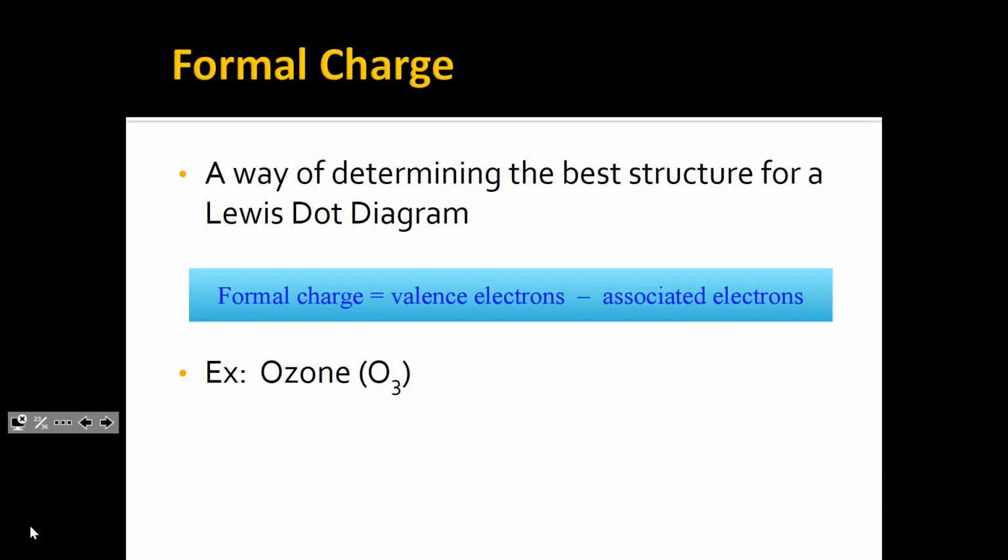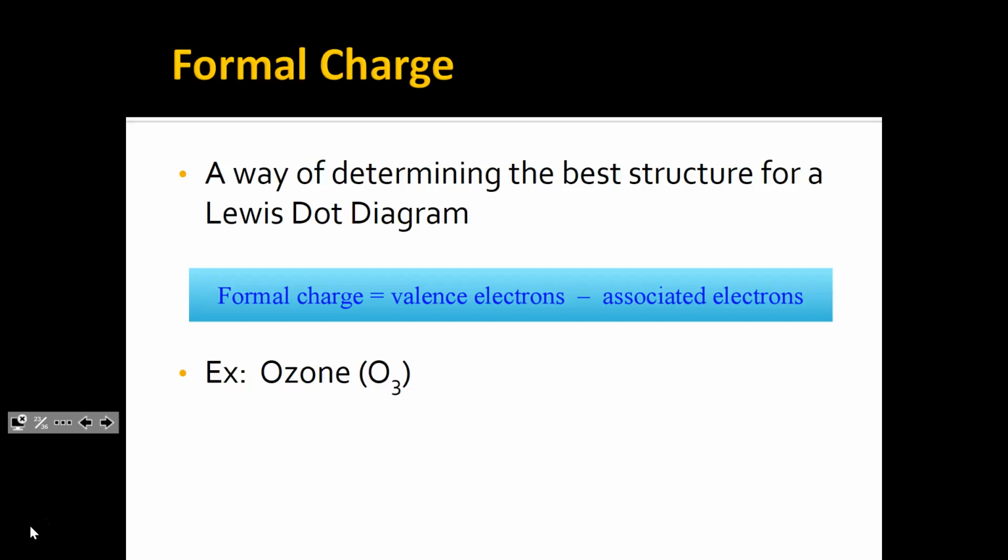It's kind of an electron locating bookkeeping, I guess if you will, figuring out where all the electrons are. Simplistically, it's a way of helping us determine what the best structure is for a Lewis dot diagram. That's the most simplistic way I can explain it, and you'll see why when we start doing some examples. So in order to figure out formal charge and what the best structure is, we need a way to calculate it, and it's real simple.